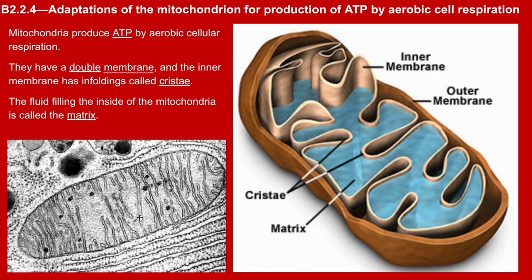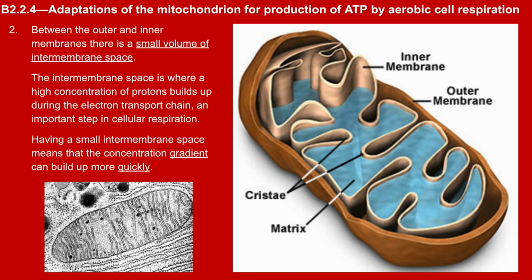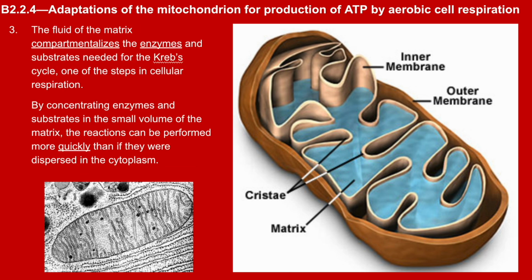Here you can see all those infoldings in an actual micrograph called cristae. Okay, so they increase the surface area. We kind of already covered that. Now, number 2, there's only a small amount of space between the inner and outer membrane. Okay, when we look at aerobic cellular respiration, we're going to see that a proton gradient gets built up. And the smaller the space, the faster the gradient can build up. And so that's an adaptation to be able to build up the concentration gradient more quickly.